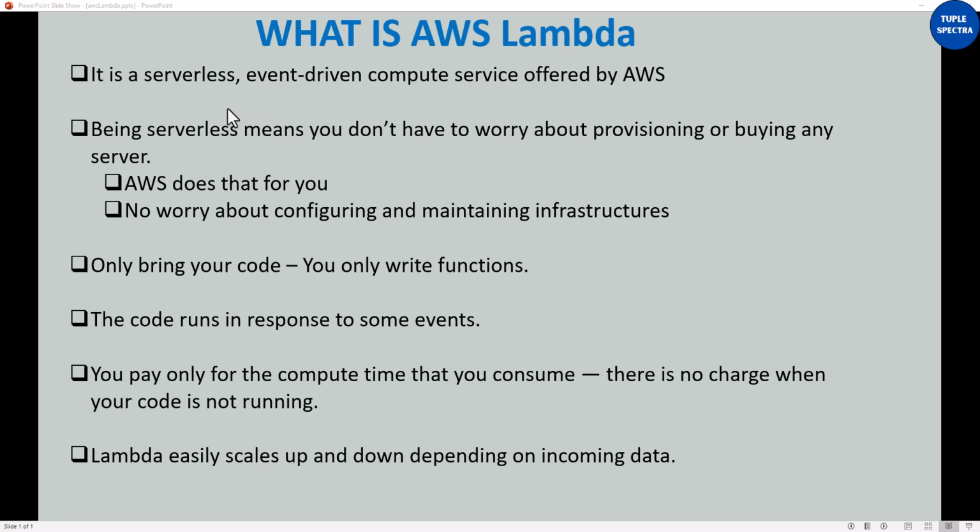AWS Lambda is a serverless event-driven compute service offered by AWS, okay? But when we say it is serverless, what do we mean? Does it mean it doesn't have a server? No. It basically means you don't have to worry about provisioning or buying any server, okay? That means AWS already does that for you. AWS already does the configuration and the maintenance of such infrastructures, okay? So all you have to do is to bring your code and just write your own functions, basically.